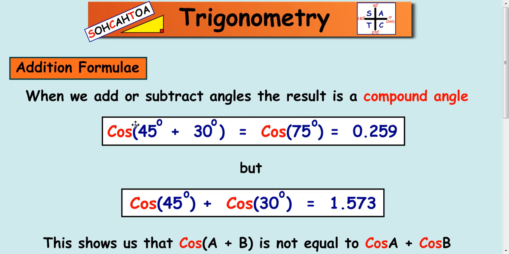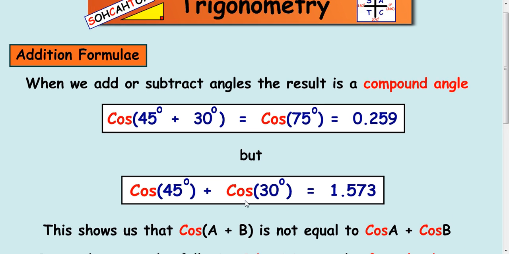What if the question is: is this just the same as taking the cos of 45 and the cos of 30 and adding those two answers together? But if you look at that below, the cos of 45 plus the cos of 30, and you can try this in your calculator, that comes to 1.573. So these are not the same. You can't just say the cos of 45 plus 30 is the same as the cos of 45, add the cos of 30 independently. They're not equal to each other.